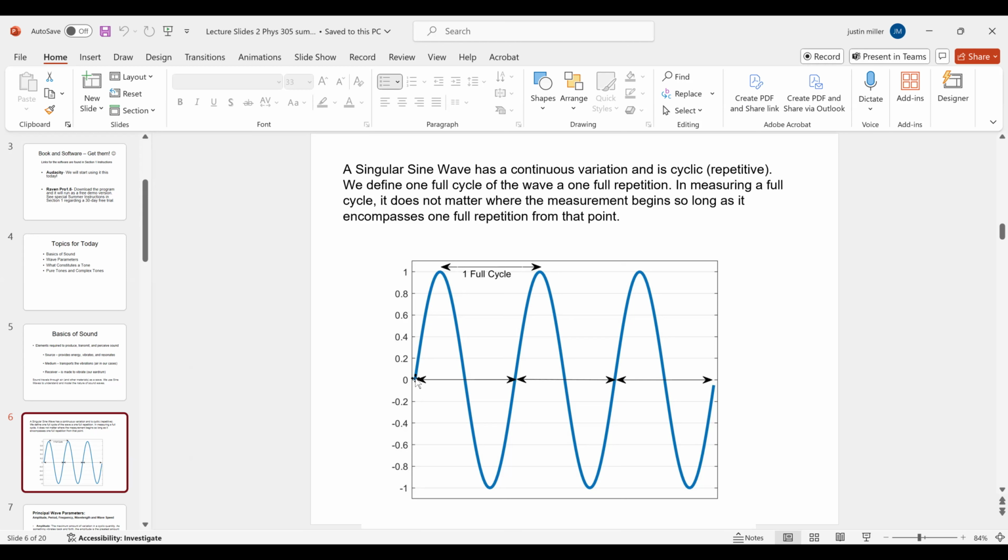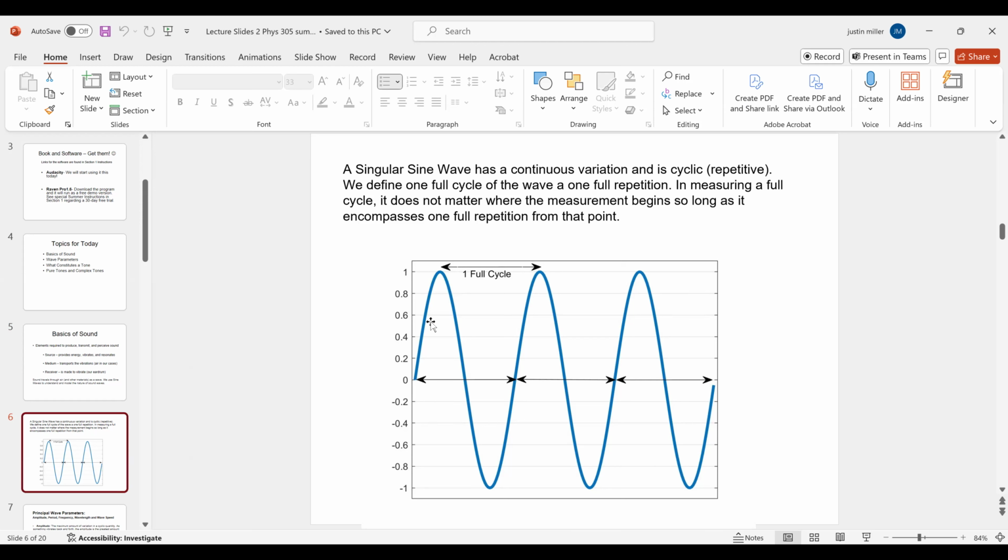A sine wave is a really nice, continuously varying wave that just repeats itself over and over. If we start right here, it goes up, goes back down, goes in the other direction, goes back up, and then it repeats. It does it again, and then it does it again. What we want to extract from this for right now is just the notion of a cycle. A cycle is one complete repetition of the wave, one full pattern that then repeats itself.